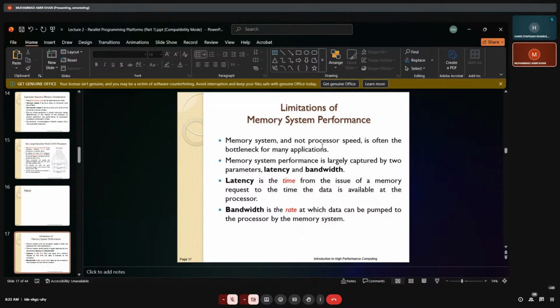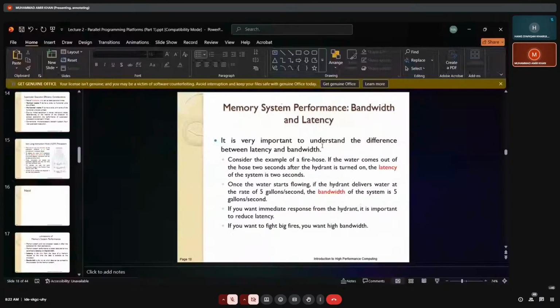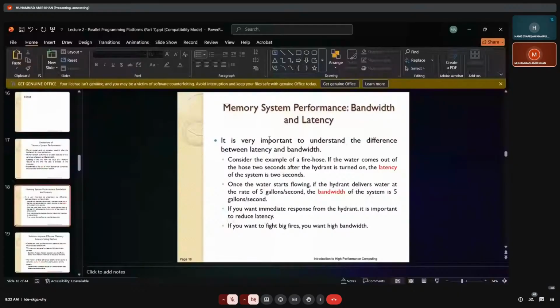Okay, so bandwidth and latency, the time and the rate. We can see the example, very simple. It is very important to understand the difference between latency and bandwidth. Consider the example of a fire hose pipe.